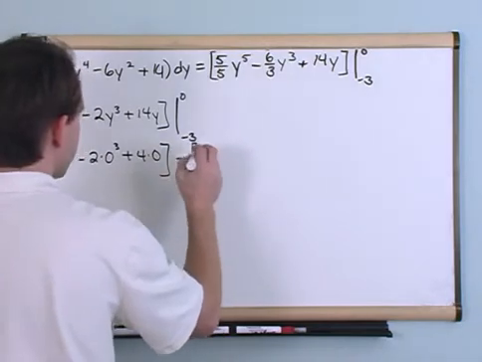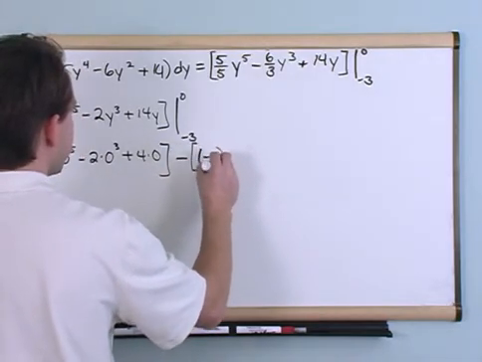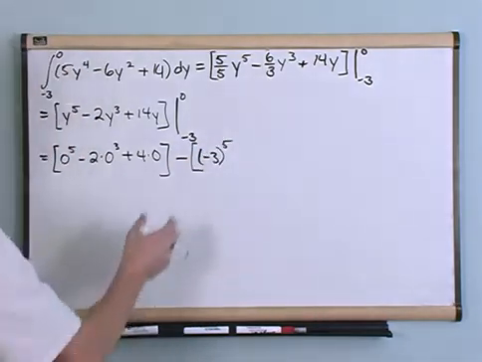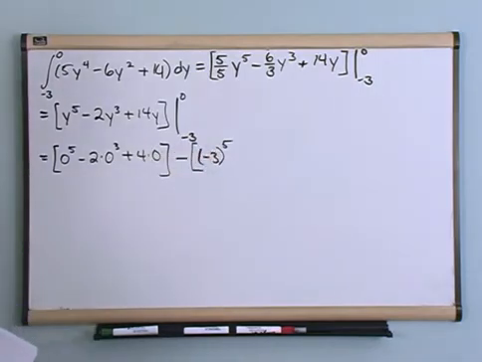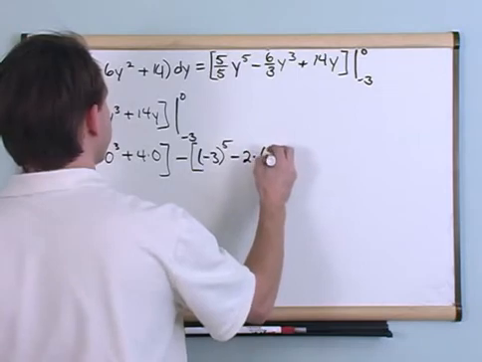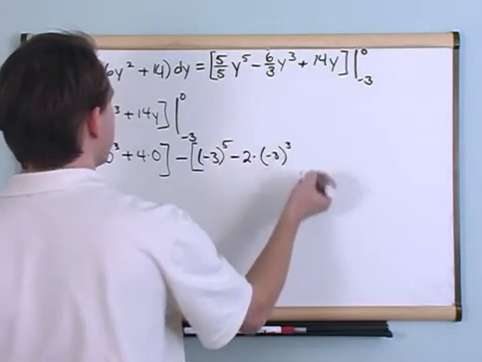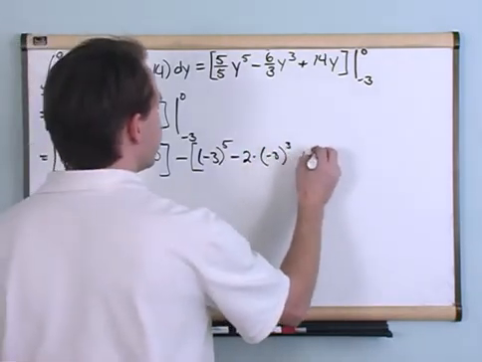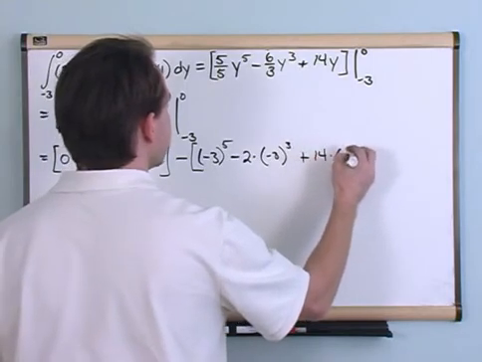So here's where you need to be a little bit careful. Put your negative 3 in to the 5th power. Make sure and enclose it in parentheses so you know what you're doing. Minus 2 times parentheses negative 3 raised to the 3rd power plus 14 times negative 3.